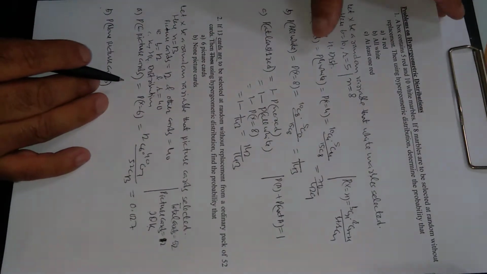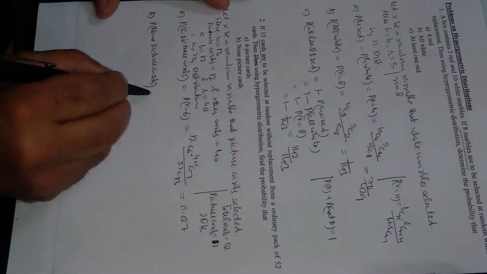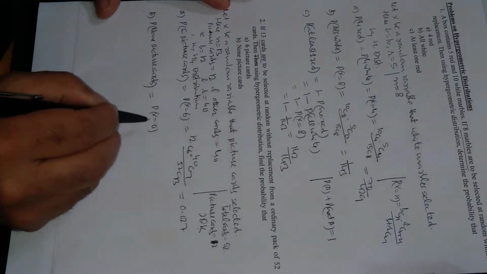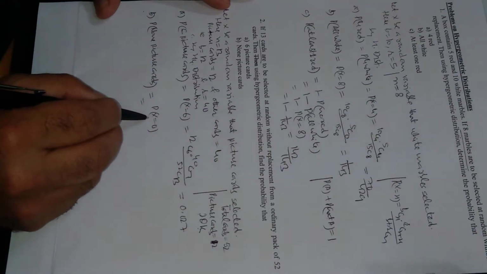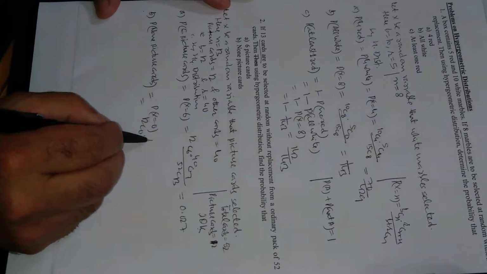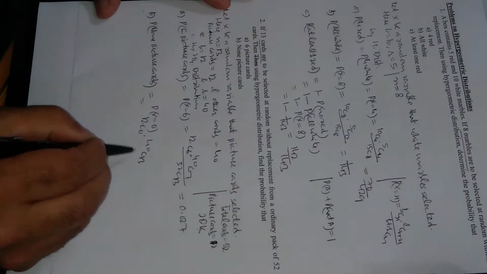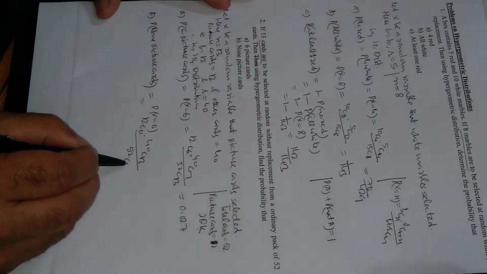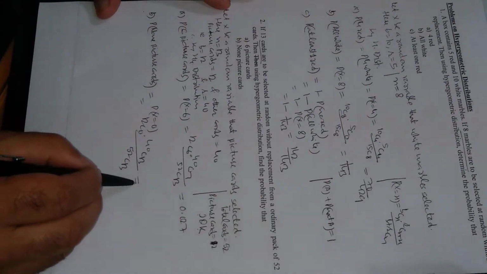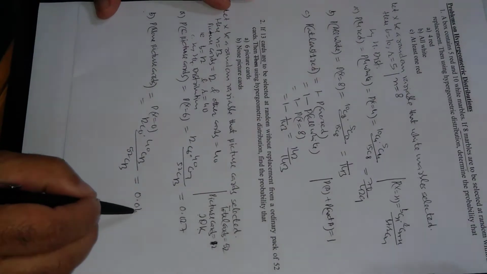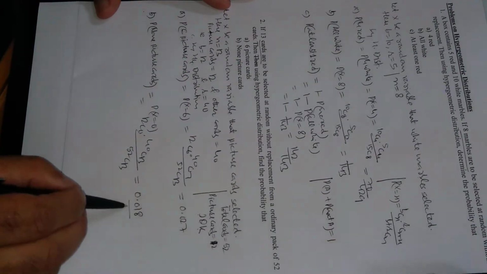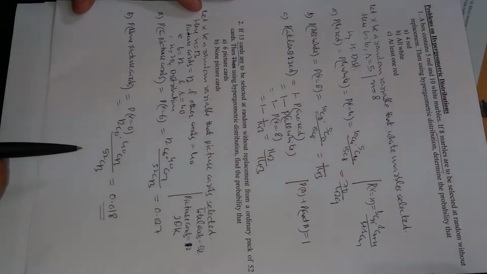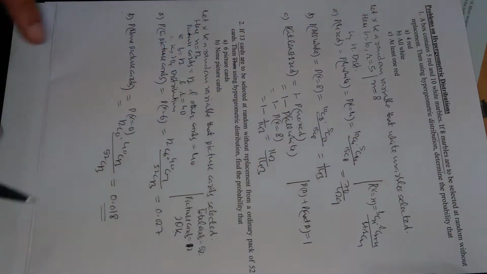Similarly, probability of no picture card, because the random variable is in terms of picture cards. No picture card means P of x is equal to 0. So this will be 12C0 times 40C13, because there is no picture card we have to select all 13 cards from the other 40, divided by 52C13, and on simplification it will come out to be 0.018. So this is about this problem using hypergeometric distribution.